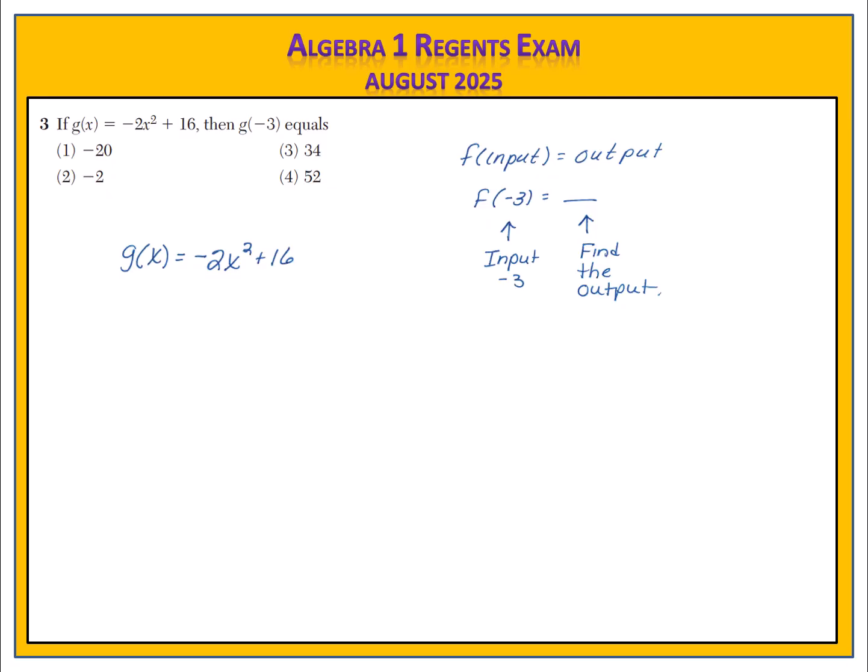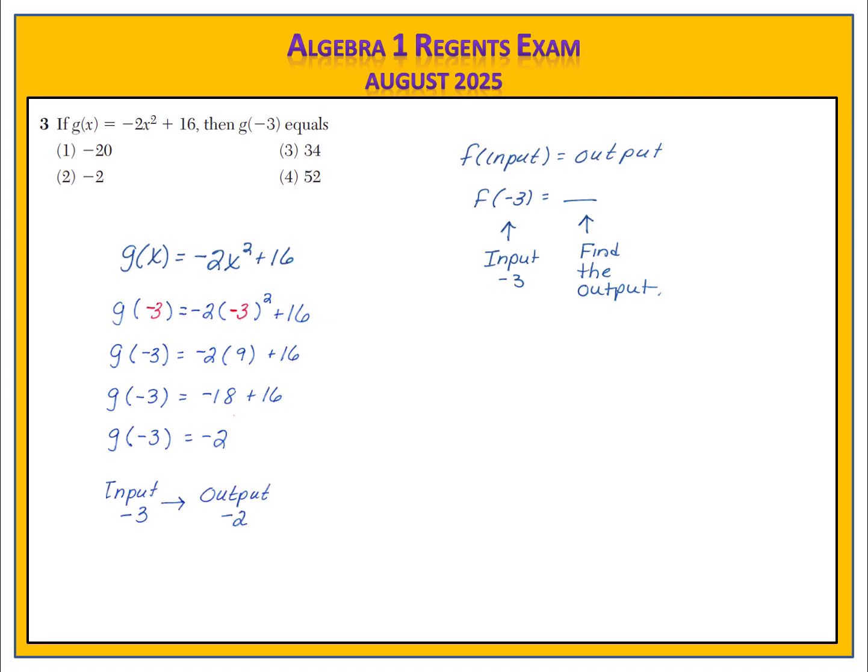The first would be an algebraic approach. Simply write down your function and replace the variable x with the input negative 3. If you're going to evaluate this by hand, be careful and make sure you use the order of operations, PEMDAS. Negative 3 squared is negative 3 times negative 3, 9, times negative 2 is negative 18, plus 16 is negative 2. In function g, the input negative 3 produces the output of negative 2. G of negative 3 equals negative 2, which is choice 2.